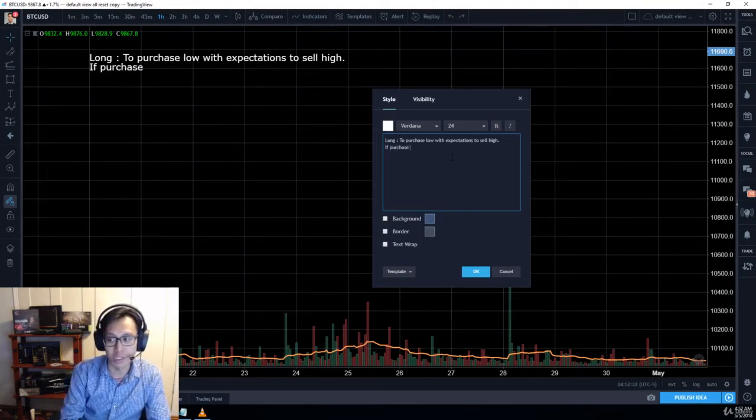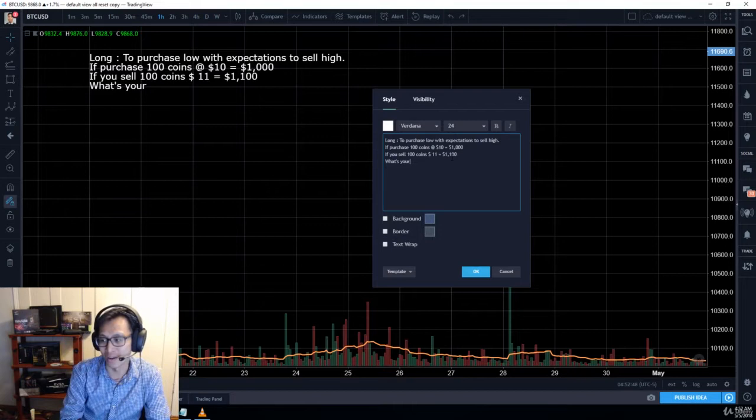If you purchase, say, 100 coins at $10, right? That would be equal to $1,000 total right there. Now, if you sell your 100 coins at $11, right? That's going to equal to $11,100. So, what's your total profit?